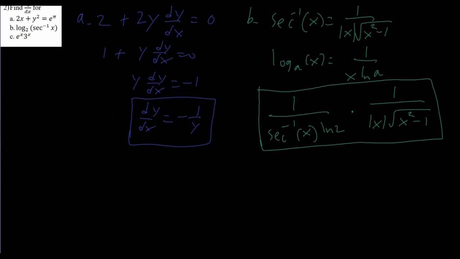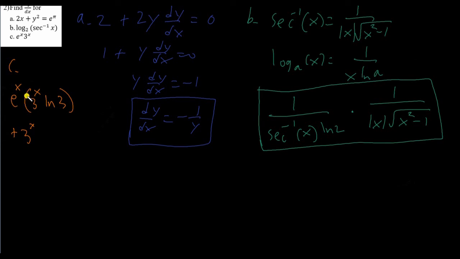And now let's do part C, e to the x times 3 to the x. This is just going to be a simple application of the product rule. So first we're going to have e to the x times the derivative of 3 to the x, which is going to be 3 to the x times the natural log of 3, right? The derivative of 3 to the x is just that times the natural log of 3, plus 3 to the x times the derivative of e to the x.